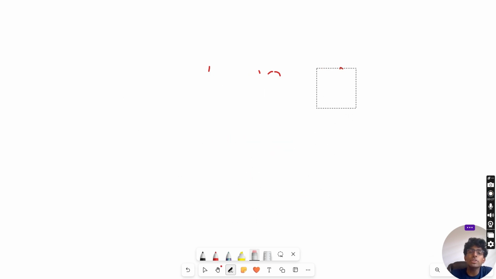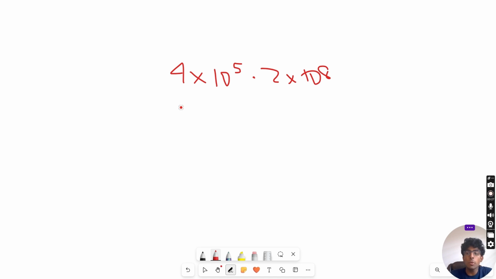It's also important to be able to multiply and divide and add and subtract scientific notation. We're going to go over multiplying and dividing first, since that's a little bit simpler. Let's say we have 4 times 10 to the 5, and we are multiplying it times 2 times 10 to the 8th. All right? When you're multiplying, multiply the whole numbers together. So 4 times 2, that's 8.